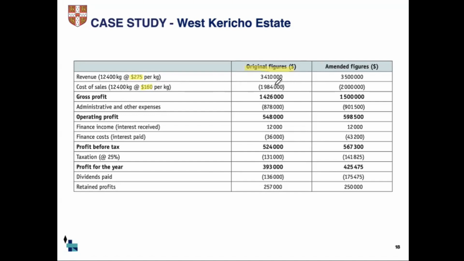That means that's a negative figure, or we are subtracting it from the revenue given here. So the figures are in dollars. The first figure is $3,410,000, which represents the revenue. And then the cost of sales here is $1,984,000. So if we subtract the cost of sales from the revenue, it gives the gross profit.